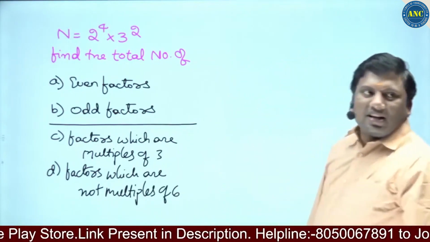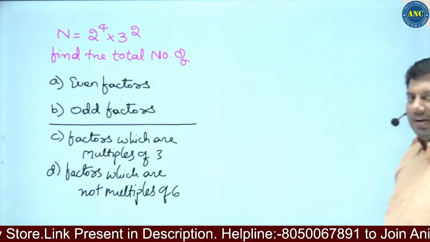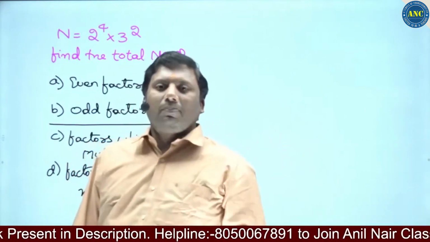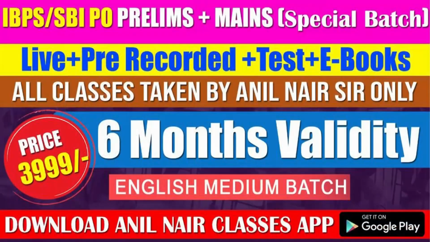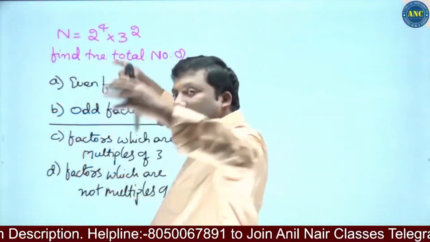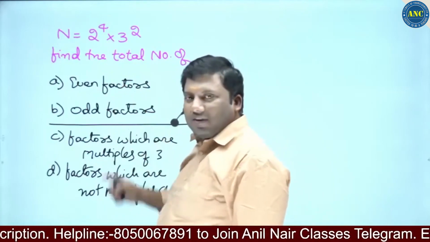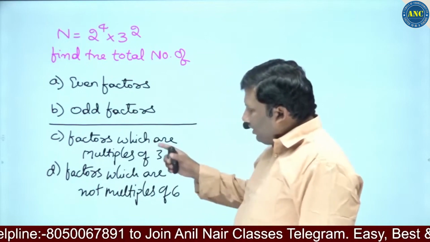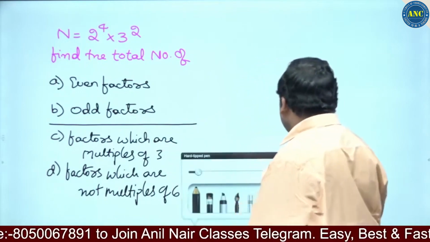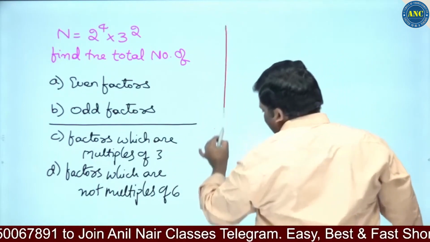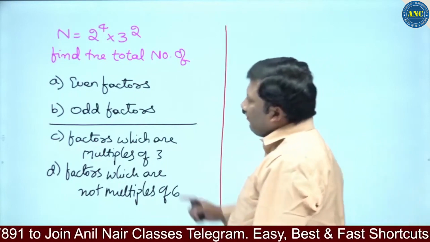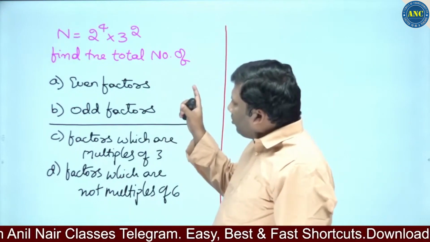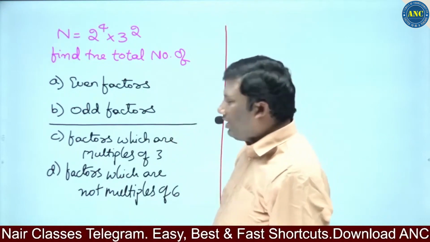Let us discuss this concept. There is a number 144. It is a composite number. I wrote the number as a power of prime basis, 2 power 4 into 3 square. In that number, there are some factors which are even. I need to count them. There are some odd factors. I need to count them. Then another variety. Now listen carefully. Then there is a number 2 power 4 into 3 square. Find the total number of even factors and odd factors.